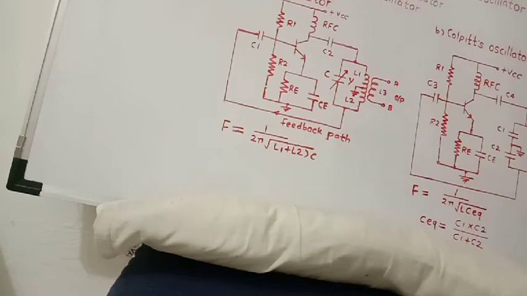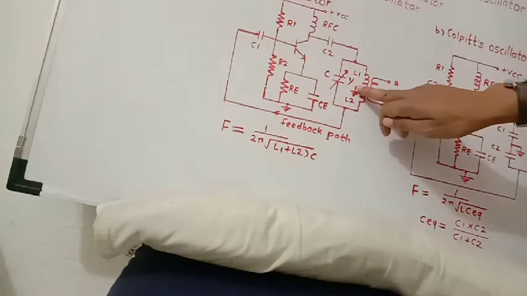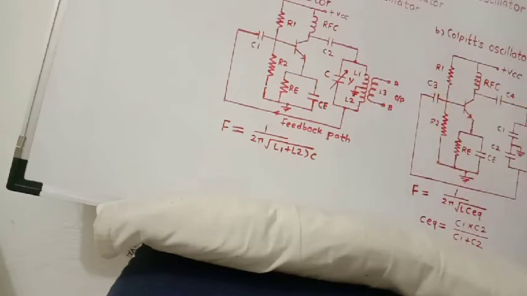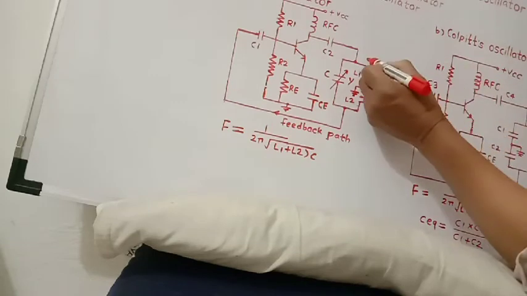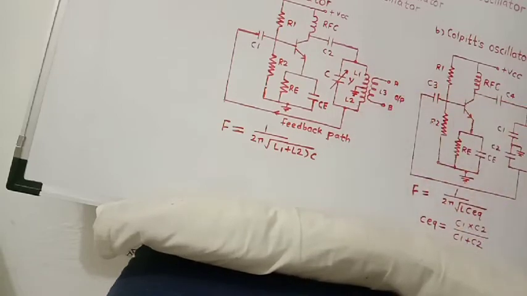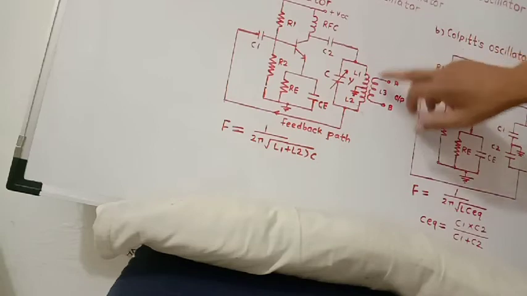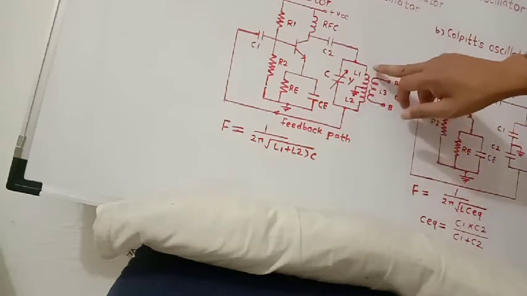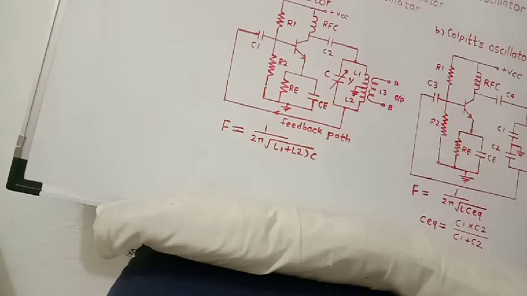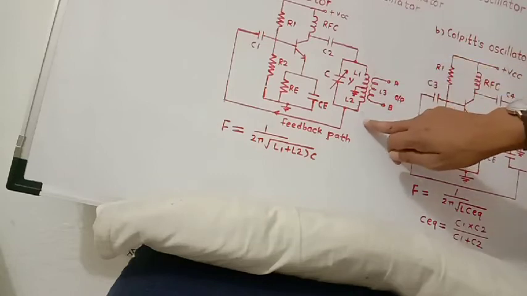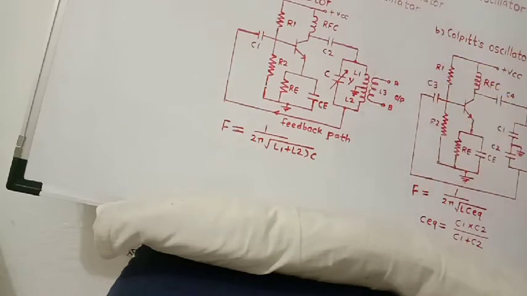Then, as the midpoint of L1 and L2 is earthed, therefore Y is at zero potential. This point Y is at zero potential, and thus X is negative and Z is positive. This is the X point and this is the Z point. So when X is negative, Z will be positive, and when X becomes positive, Z becomes negative. Hence there is a phase difference of 180 degrees.